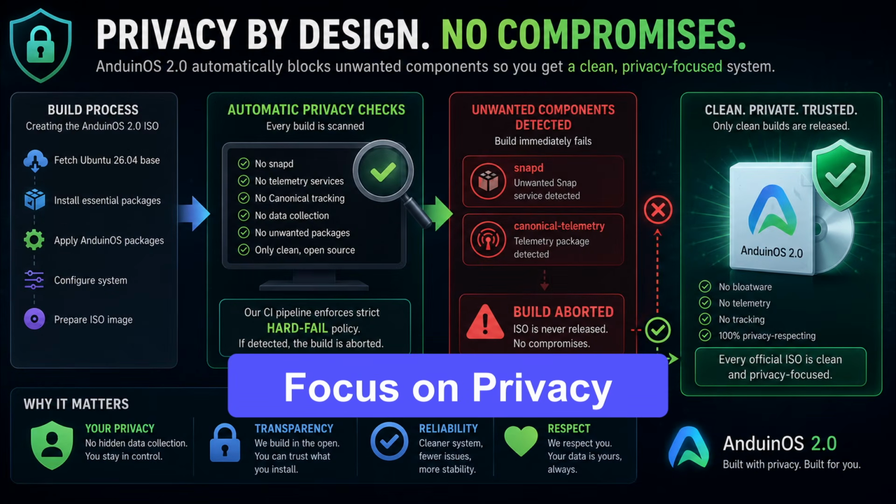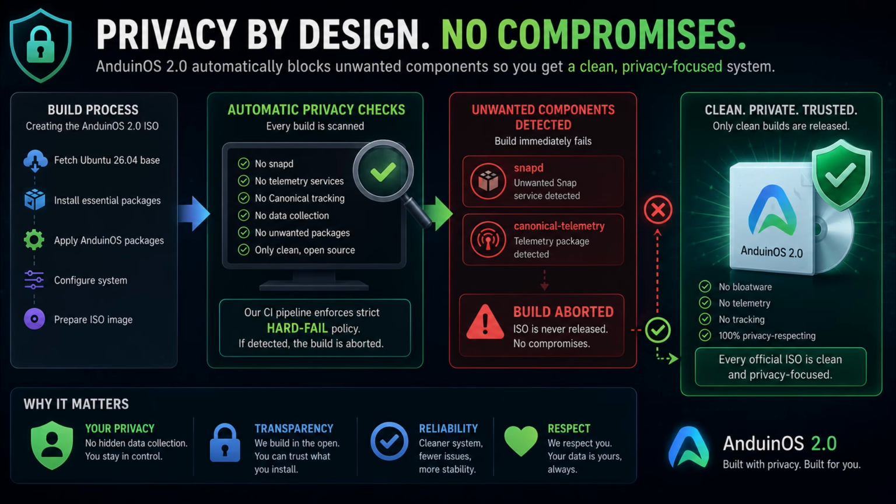Privacy is another area where AnduinOS 2.0 makes a strong statement. The developers have added automatic checks during the build process. If unwanted Ubuntu components such as snap services or Canonical telemetry packages are detected while creating the installation image, the build immediately fails. In other words, those ISO images are never released. This helps ensure that every official AnduinOS 2.0 installation image remains clean and privacy-focused.